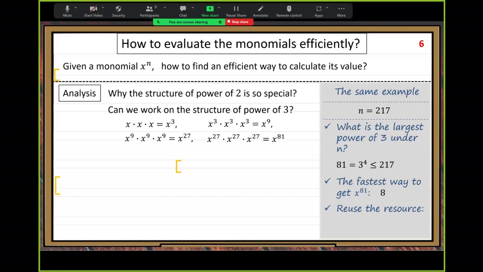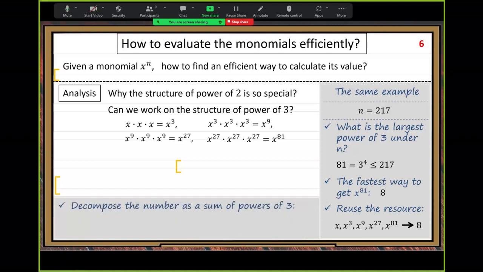Now we use the resource: x cubed, x to the 9th, x to the 27th, x to the 81st. That's our resource, so we can use it. And we need 8 multiplications to prepare our resource, the intermediate results.